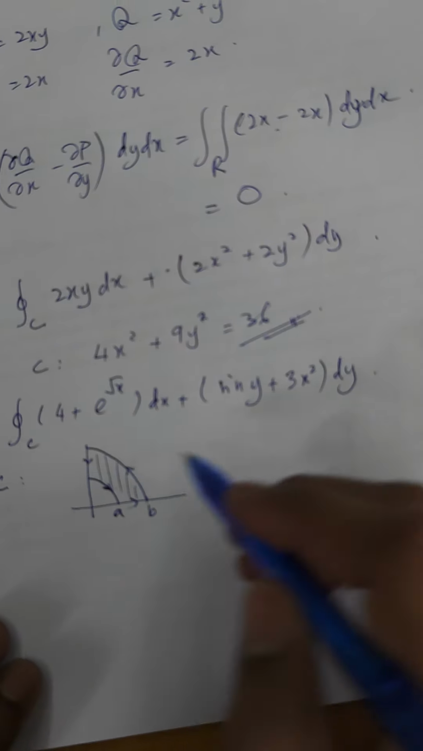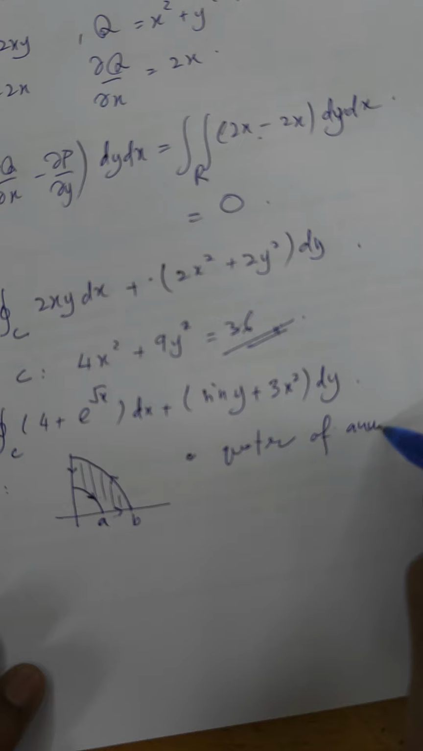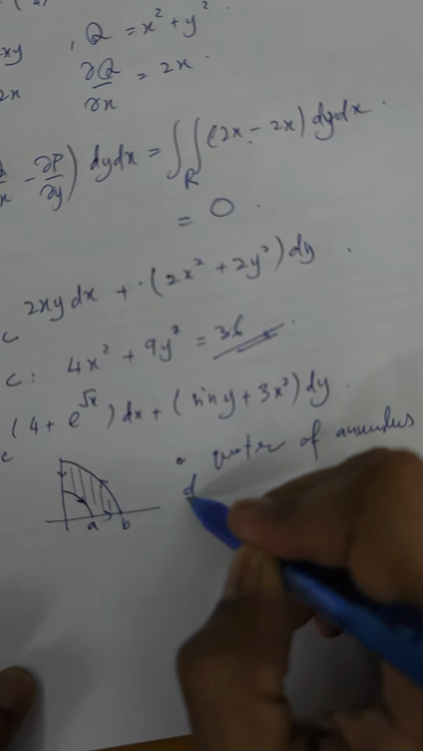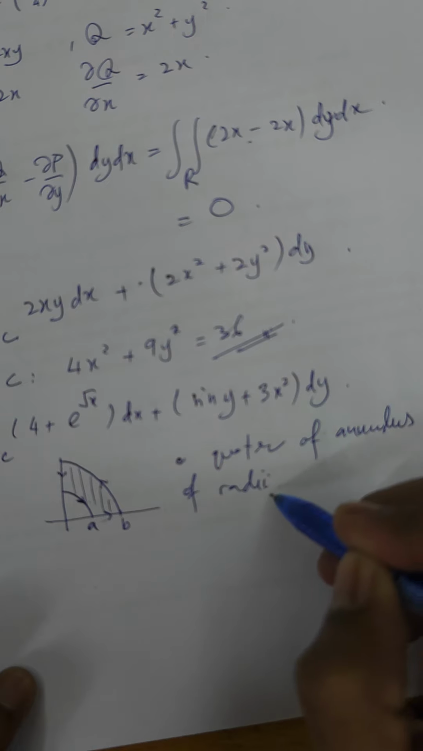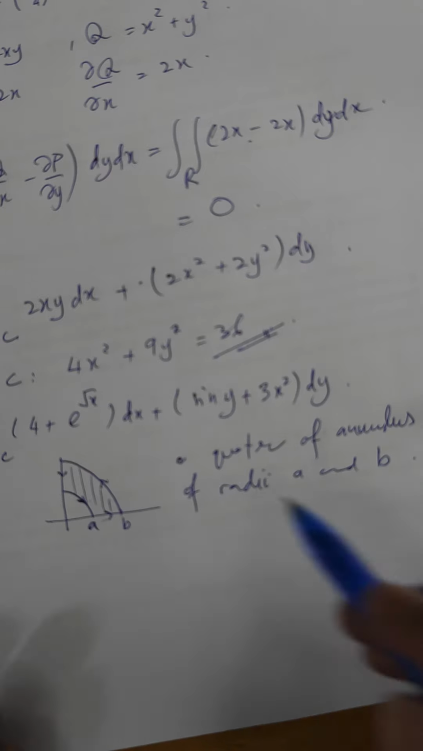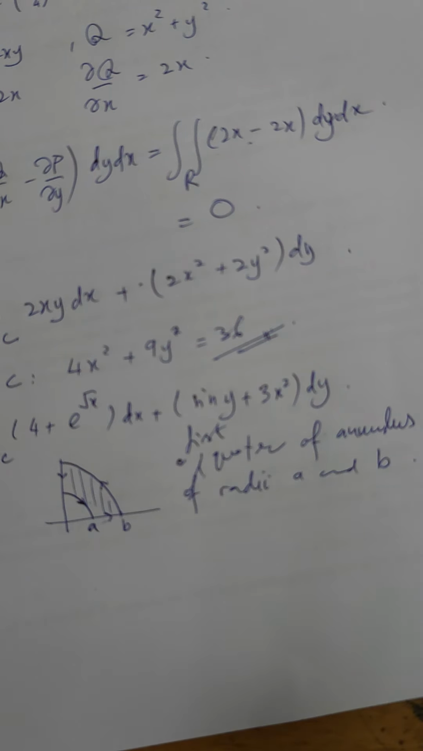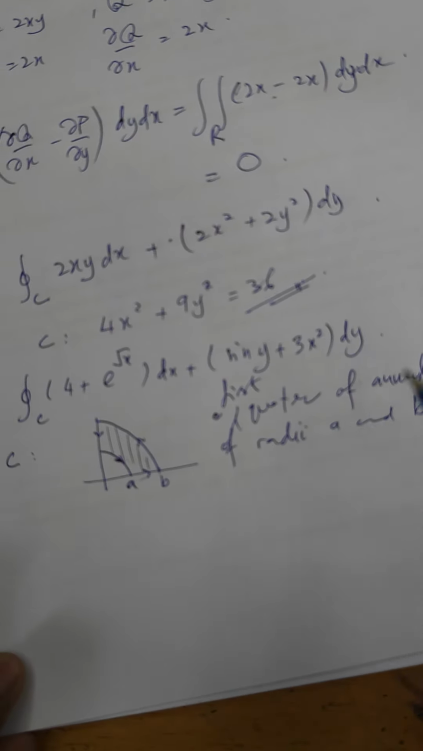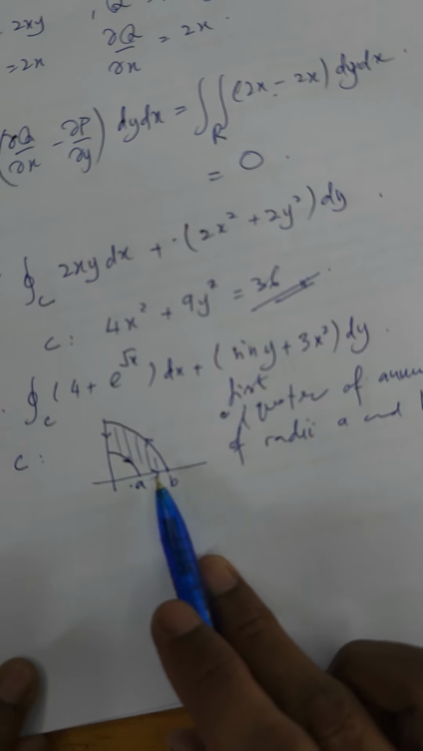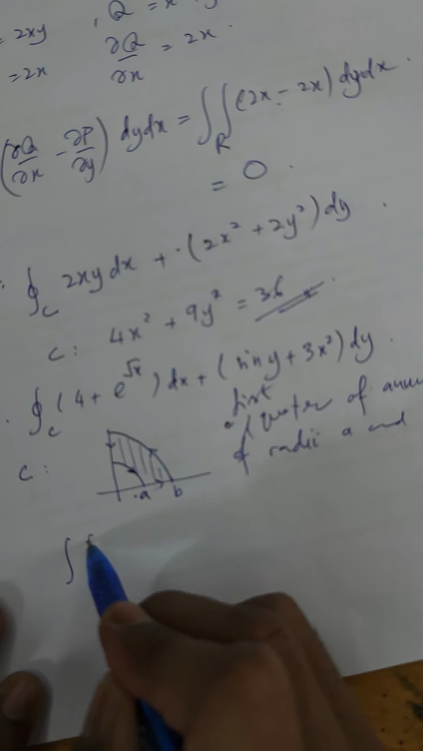So C is a quarter of an annulus of radii A and B, the first quarter of the annulus. Then again from there you can use the Green theorem, because this is a closed curve. We use the Green theorem and integrate over R.